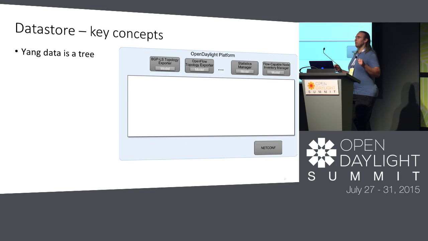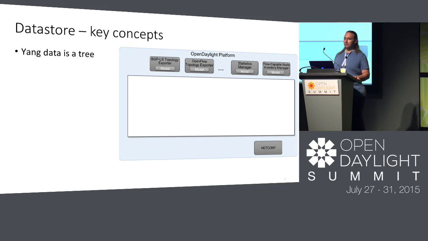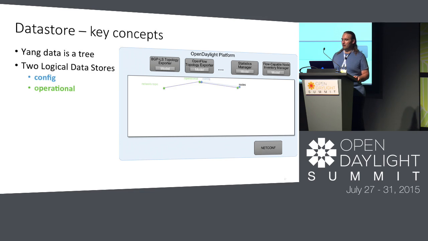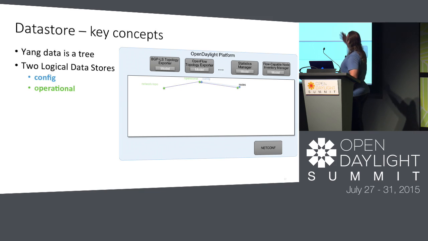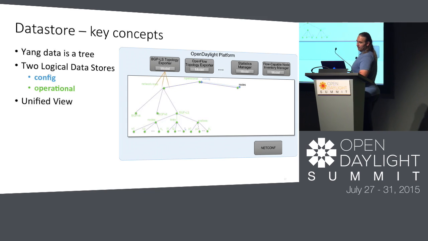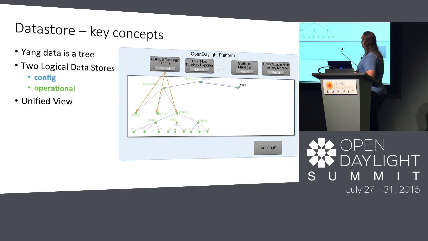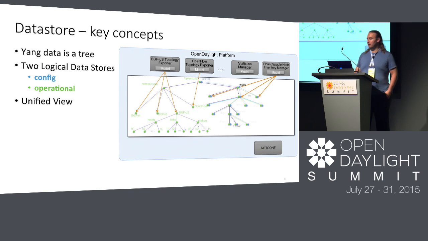So, the OpenDaylight data store, key concepts. Yang data is a tree. In OpenDaylight, we have 2 logical data stores. We have the operational data store and the configurational data store. And this gives you a unified view of the world where you can represent stuff coming from multiple different plugins in OpenDaylight into a single unified tree.